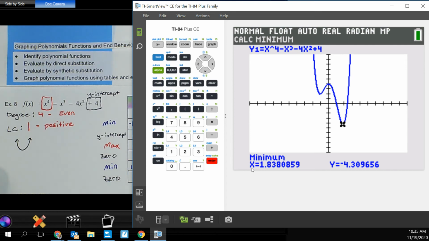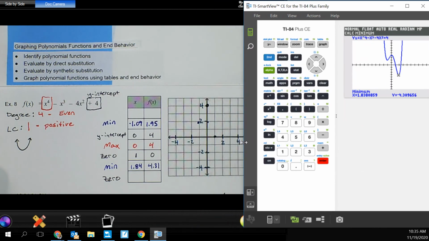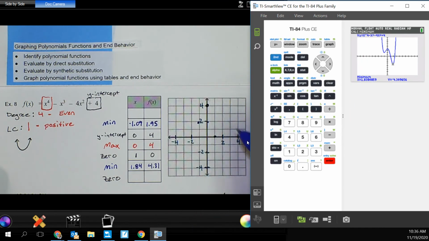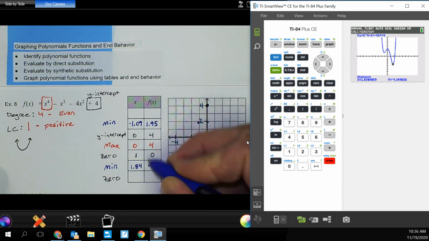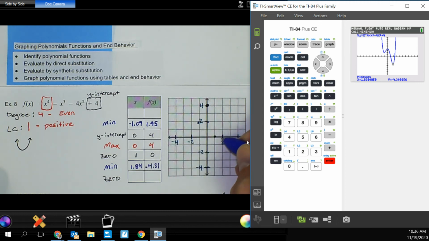And again, we can't graph that exactly based off the grid that we're given, but we can get pretty close. So 1.84 is not quite 2. It's a little bit less than 2. And negative 4.31 is a little bit below negative 4. So it's going to be right about there.